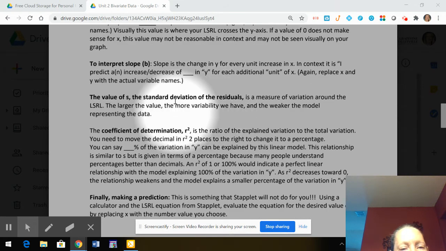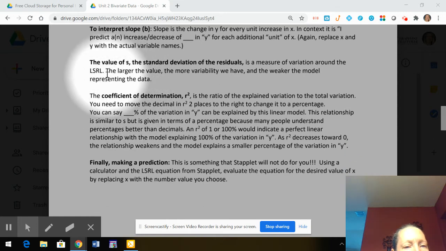Stapplet's also going to give you a value of s, which is the standard deviation of the residuals. I'm mainly talking to you about this because I don't want you to confuse s for slope. S is not the slope. It is the amount of variability we expect around the regression line. The larger this is, the less tightly the points fit the line.